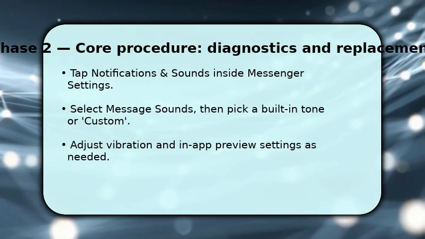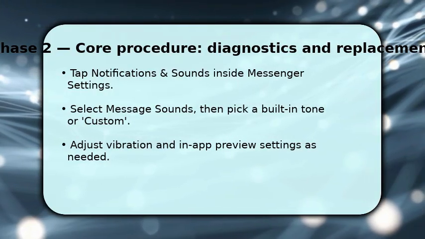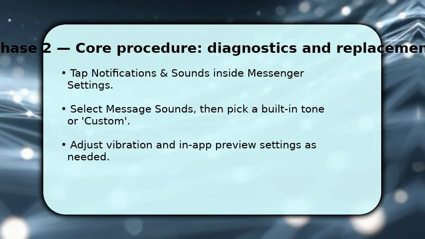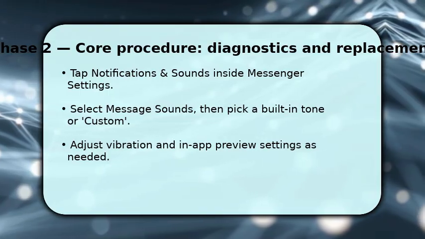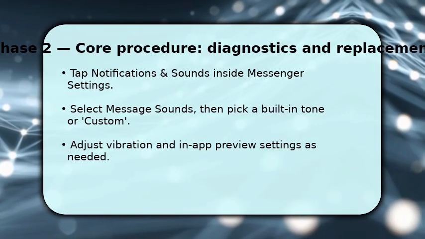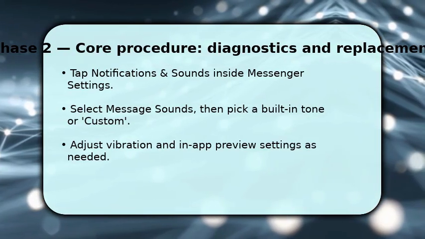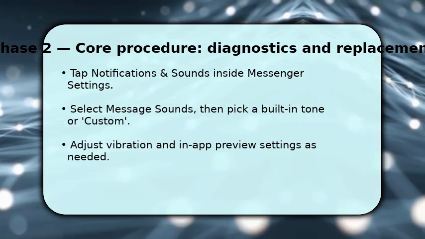Once in settings, tap notifications and sounds to reveal message alerts. This area centralizes both sound and vibration. You'll see message sounds, tap it, then choose from the list of built-in tones or choose custom to pick an audio file from your device. Make sure you adjust vibration and in-app preview options while you're here. Those change how attention-grabbing notifications are.